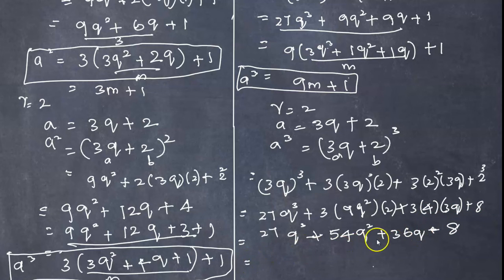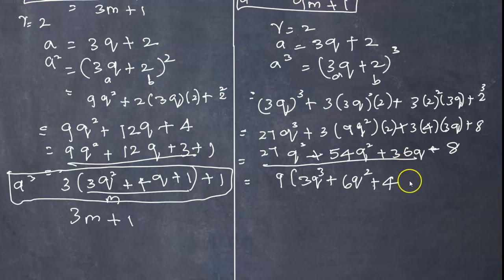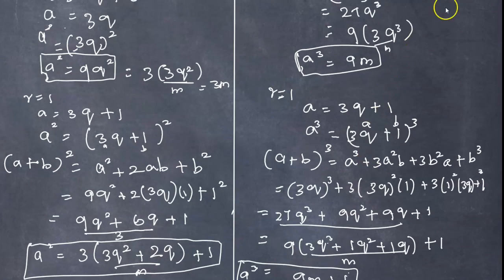So again we have to bring all this in terms of 9. So these first 3 terms will be divisible by 9. So we can take 9 out. 9 into 3 is 27, q cube plus 9 6 times is 54, q square plus 9 4 times is 36, q plus 8. So we can take this as m, any integer. So which means a cube equals 9m plus 8. So this is also proved.